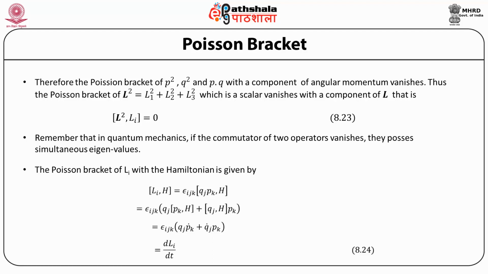epsilon_ijk multiplied by q_j Poisson bracket of p_k with H plus Poisson bracket of q_j with H multiplied by p_k. Using the property that the Poisson bracket of p_k with H is nothing but p_k dot, and of q_j with H is nothing but q_j dot, we obtain that the Poisson bracket of a component of the angular momentum with the Hamiltonian is again equal to the time derivative of the component of the angular momentum.